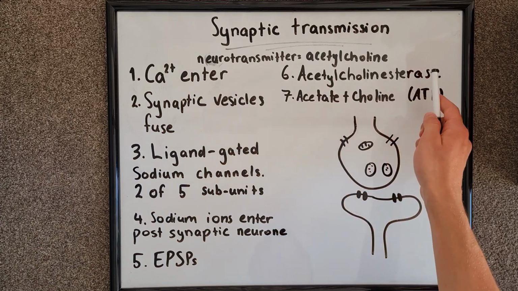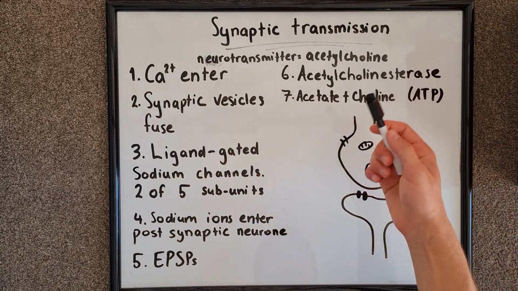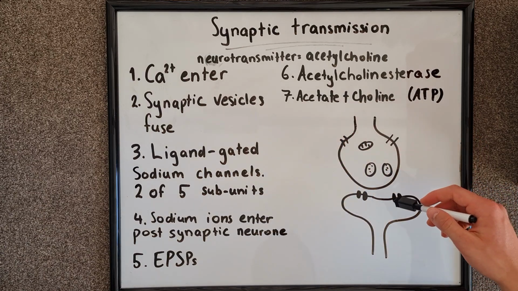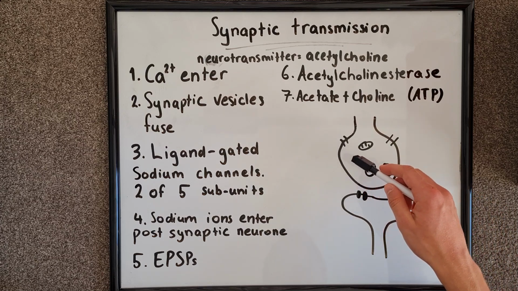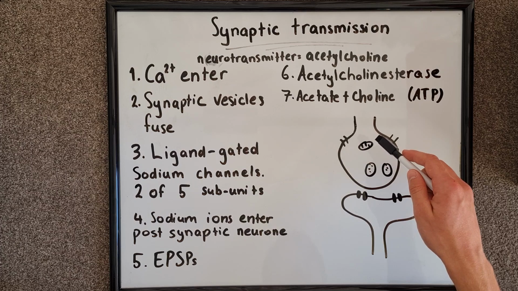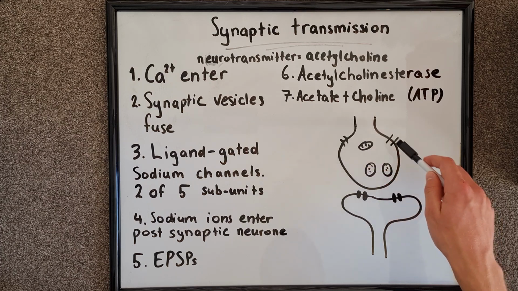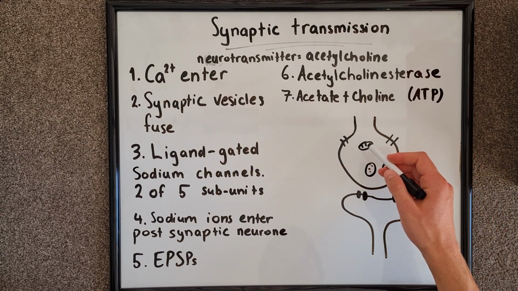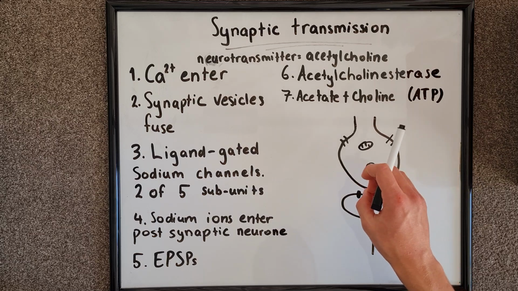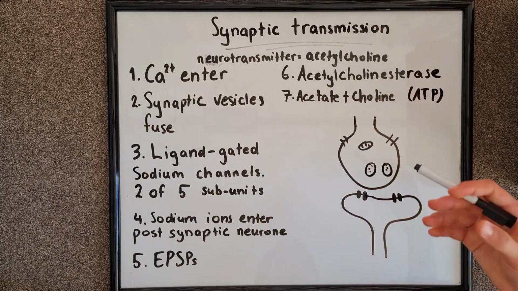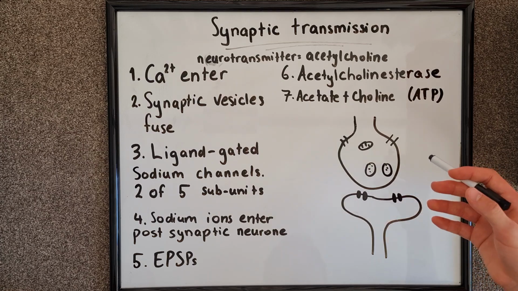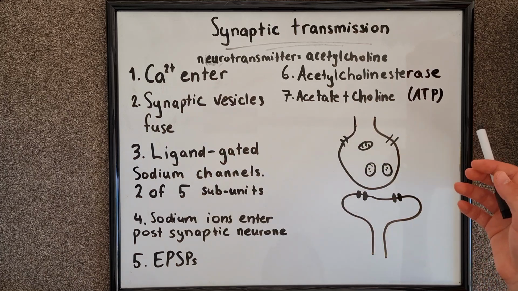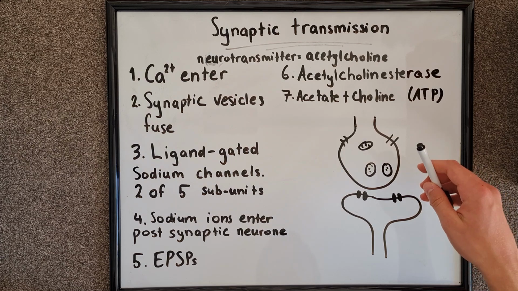So now the acetylcholine has been hydrolyzed by acetylcholinesterase into acetate and choline. What then happens is the acetate and choline go back into the presynaptic neuron, so into the synaptic knob, and with the help of ATP that is produced by the mitochondria in the synaptic knob, they will be recombined into acetylcholine, and they will be stored in the synaptic vesicles, ready for the transmission of the next impulse that may come along in that presynaptic neuron.